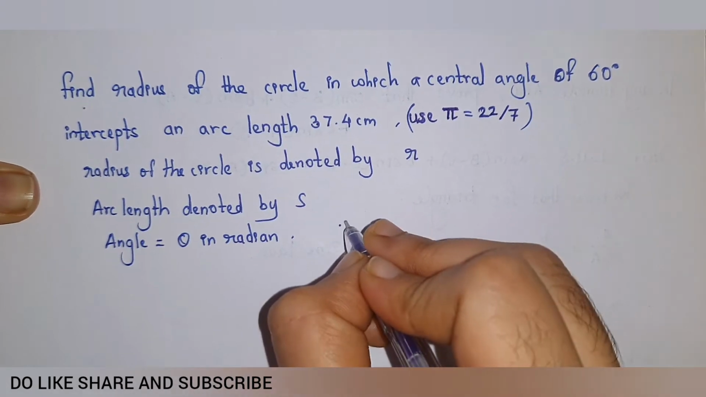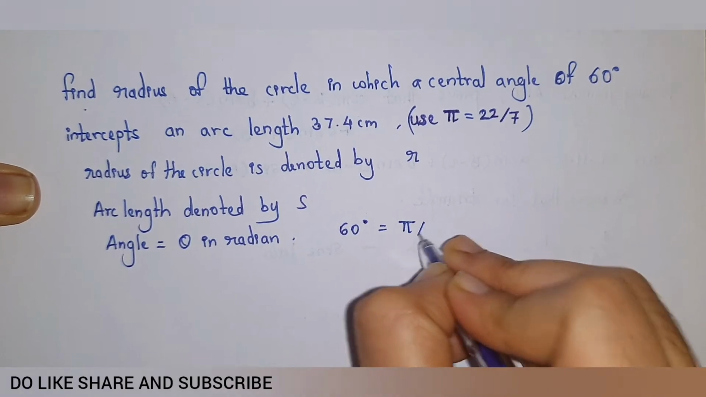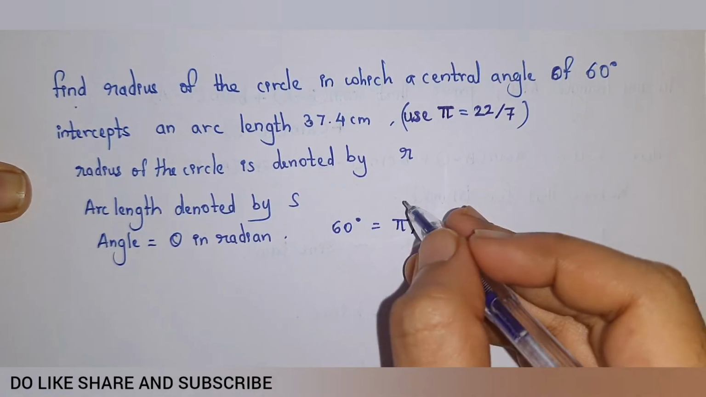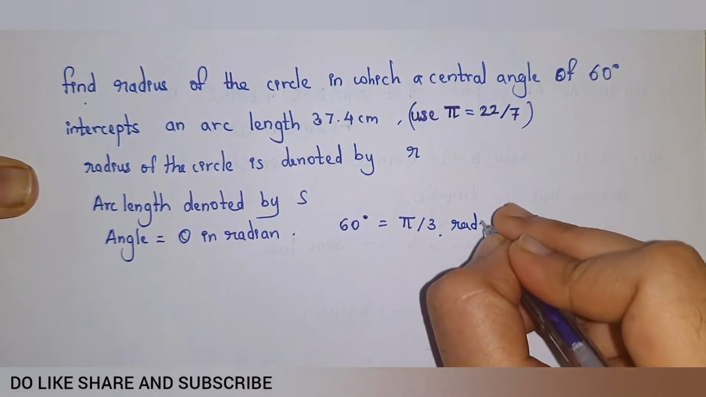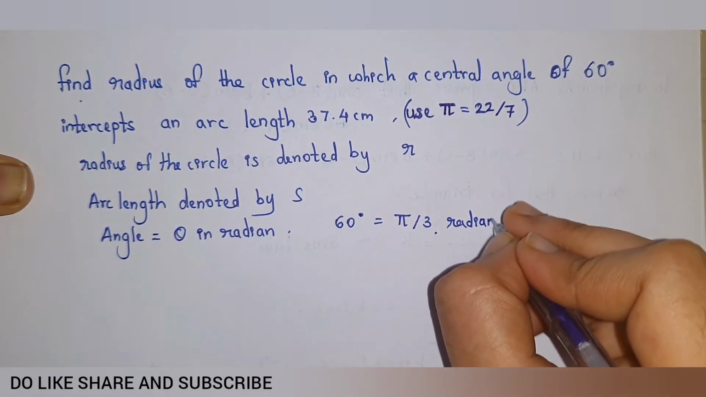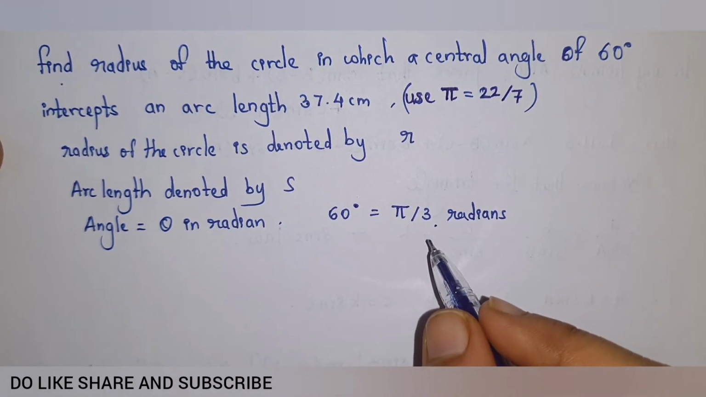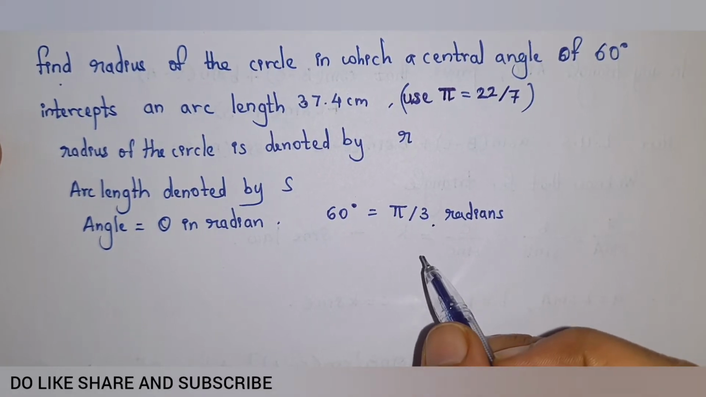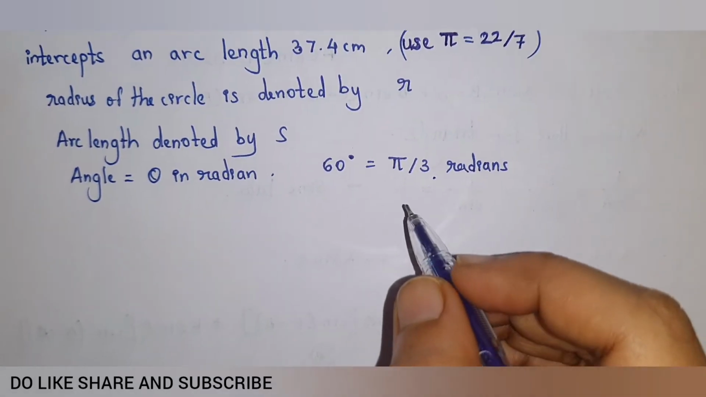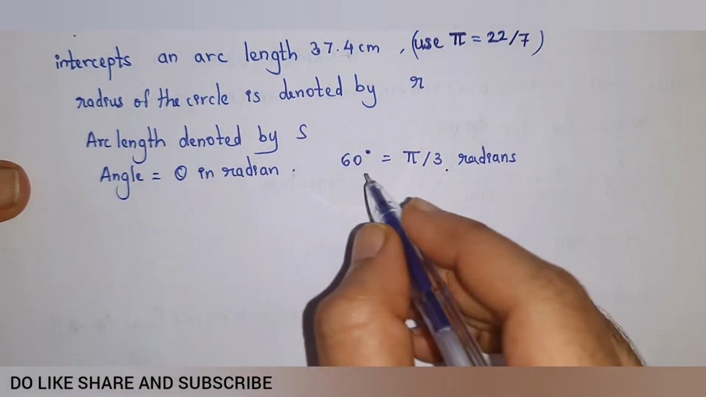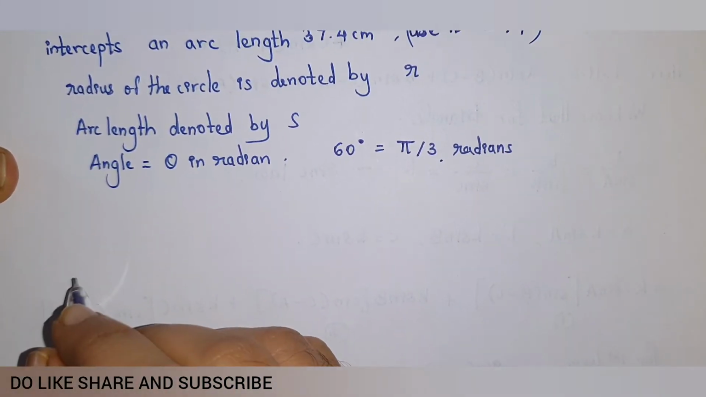So 60 degrees is equal to pi by 3 radian. If you don't know how to convert it into radian, please do check my channel Study with me, in which trigonometric series is there, in which I have explained every concept related to trigonometry. Now this 60 degrees is equal to pi by 3 radian, so we are having theta is equal to pi by 3 radian.